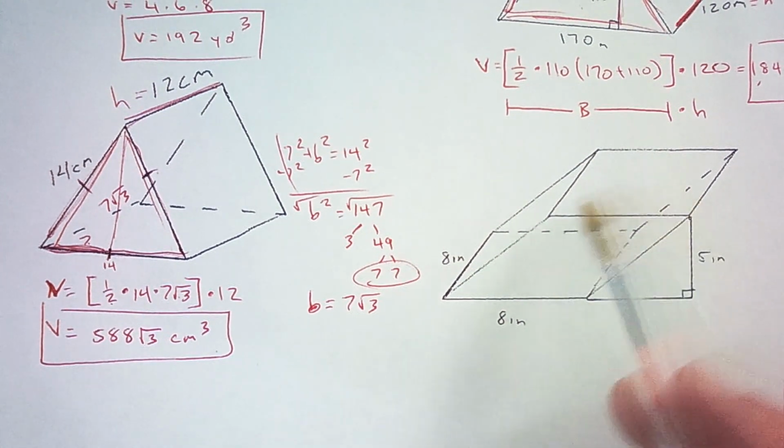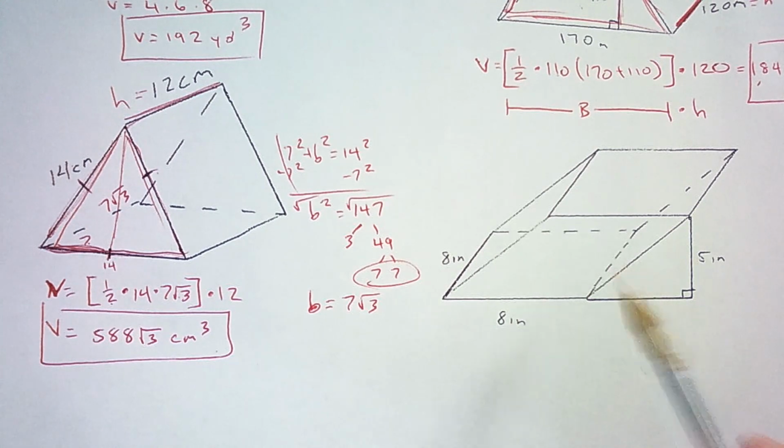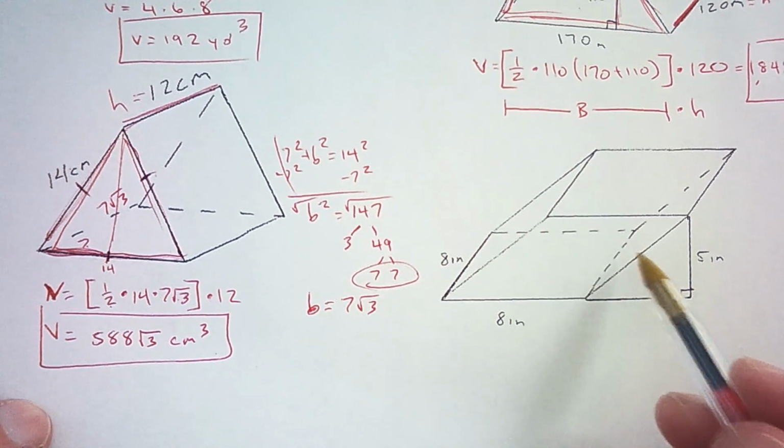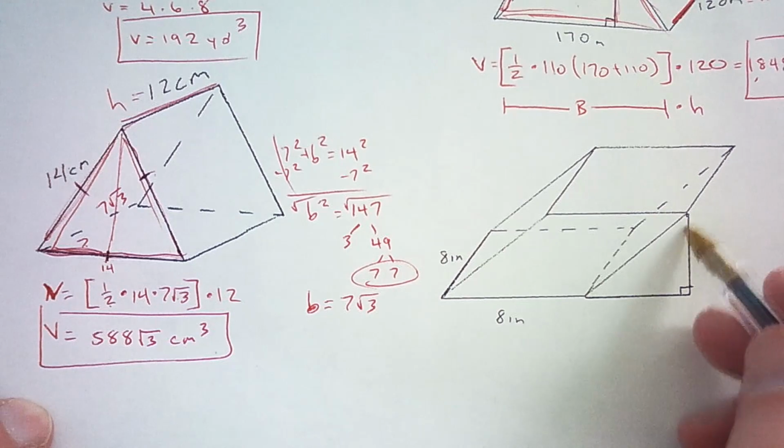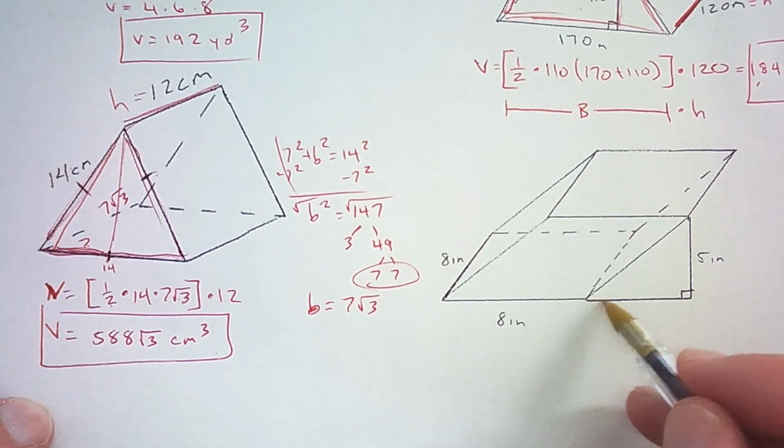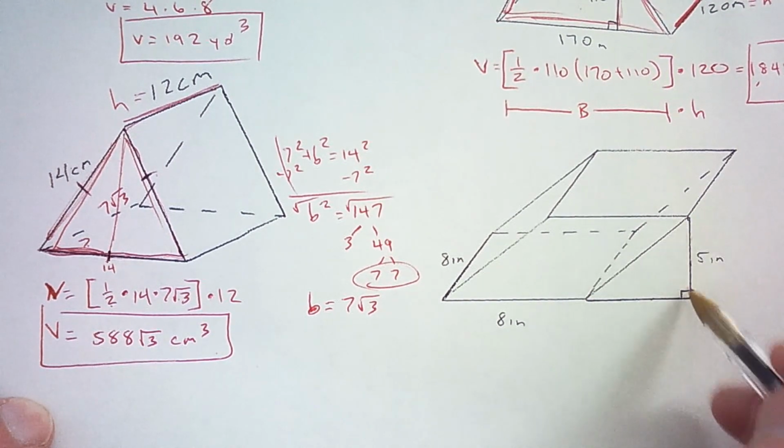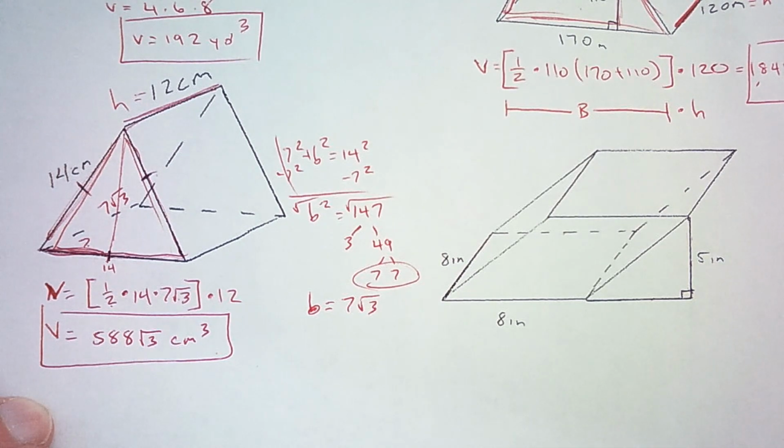Next, I have an oblique prism. It is an oblique rectangular prism. The bottom is 8 by 8, and then this right here isn't really part of the prism. It's just extending the base and showing that the distance between the bases is 5 inches.